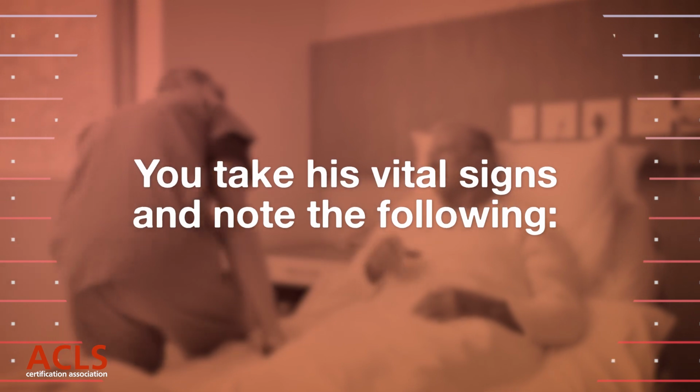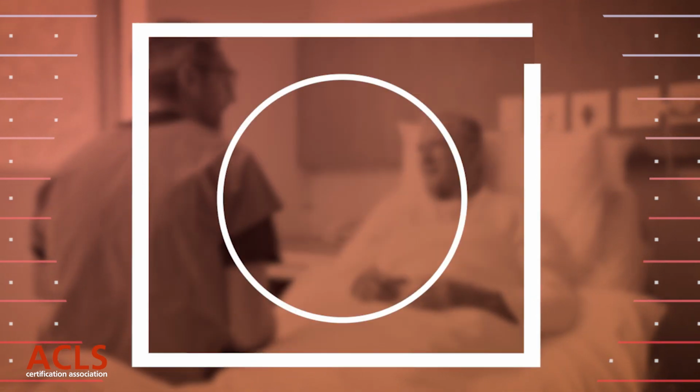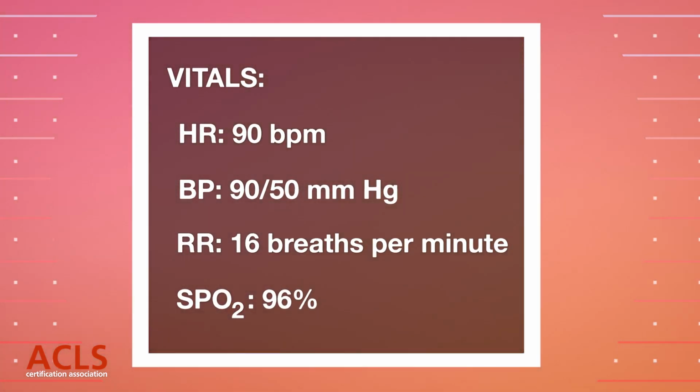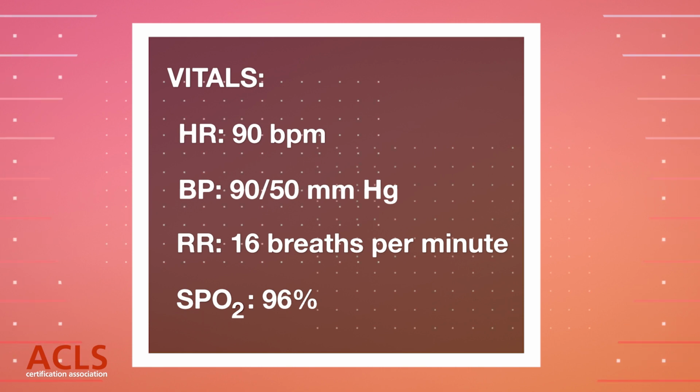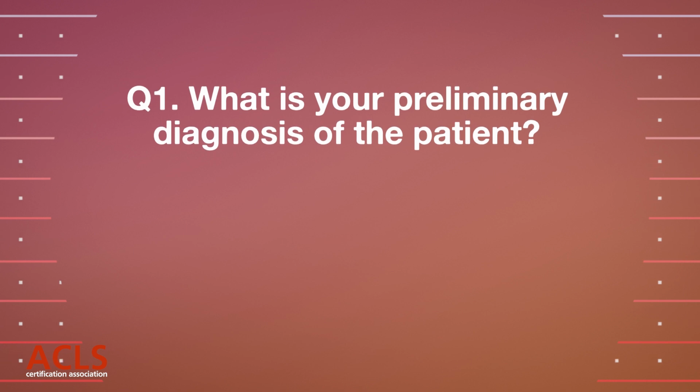You take his vital signs and note the following: heart rate 90 beats per minute, blood pressure 90/50 millimeters of mercury, respiratory rate 16 per minute, oxygen saturation 96%. What is your preliminary diagnosis of the patient?